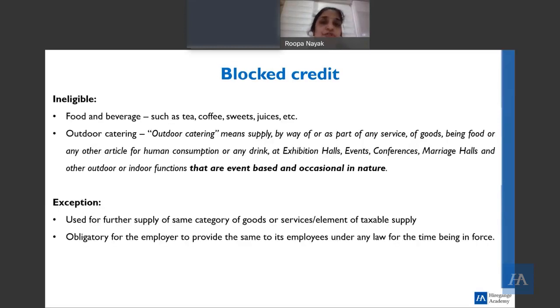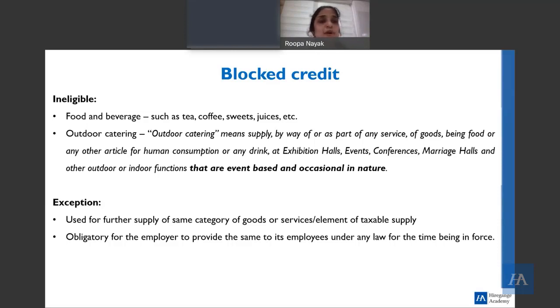Coming to the restriction or the ineligible credit, it certainly sets out very clearly that the credit on food and beverages, which could be tea, coffee, sweets, juices, staff welfare related kinds of expenses, is said to be restricted or barred. Unfortunate, but the lawmakers in their wisdom have put in place this kind of a restriction.